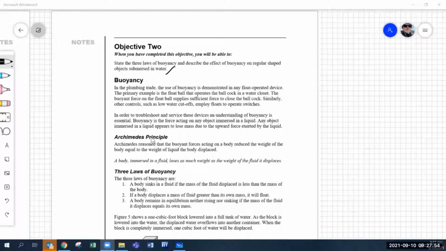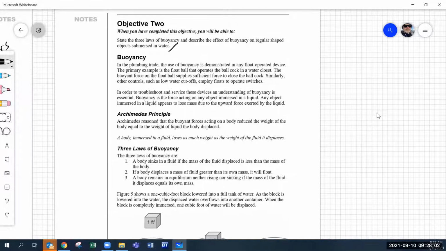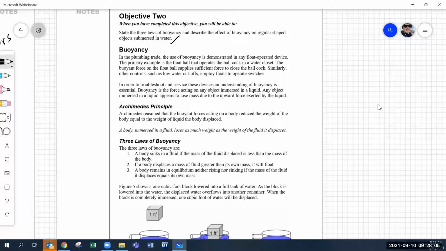So in here on our ILM, it says, state the 3 laws of buoyancy, describe the effects of buoyancy on regular shaped objects submersed in water. So buoyancy in the plumbing trade right here, we use buoyancy on all kinds of different things. The primary example is a float ball that operates a ball cock in a water closet, right? And it floats, it rises and drops, and it opens and closes a valve. That's all it does, right? If it drops, it opens a valve. If it rises to a point, it'll close a valve. And we use buoyancy for that.